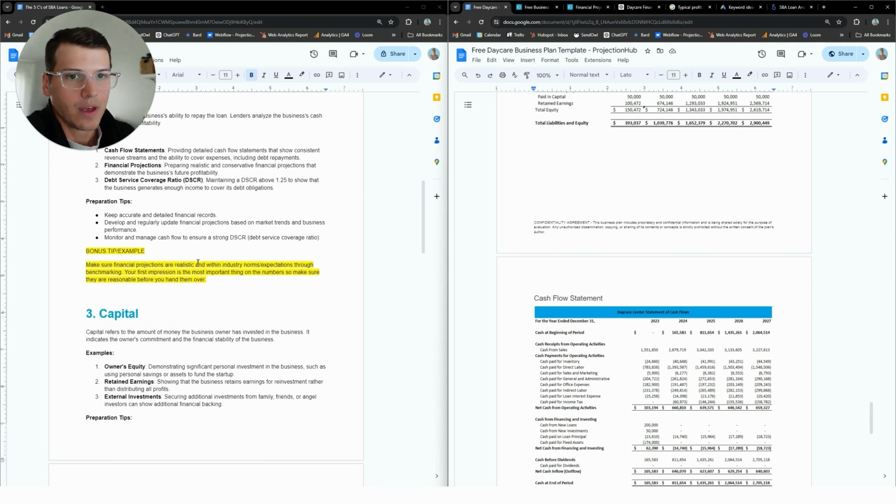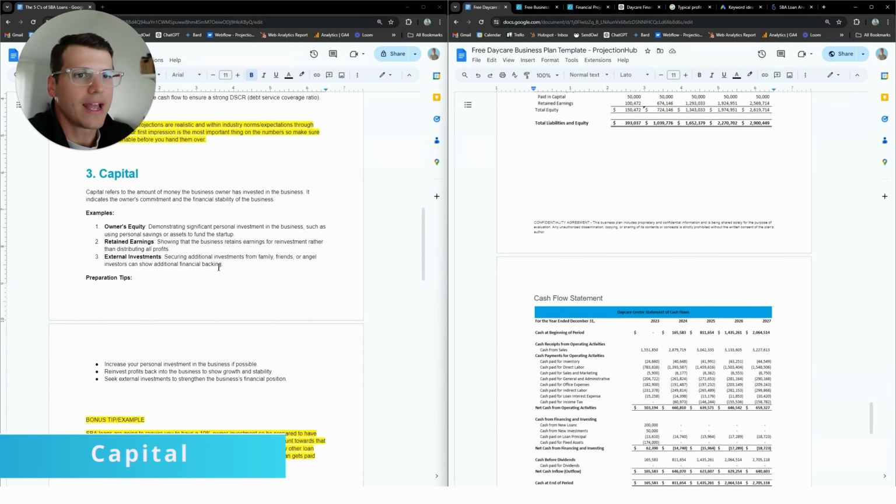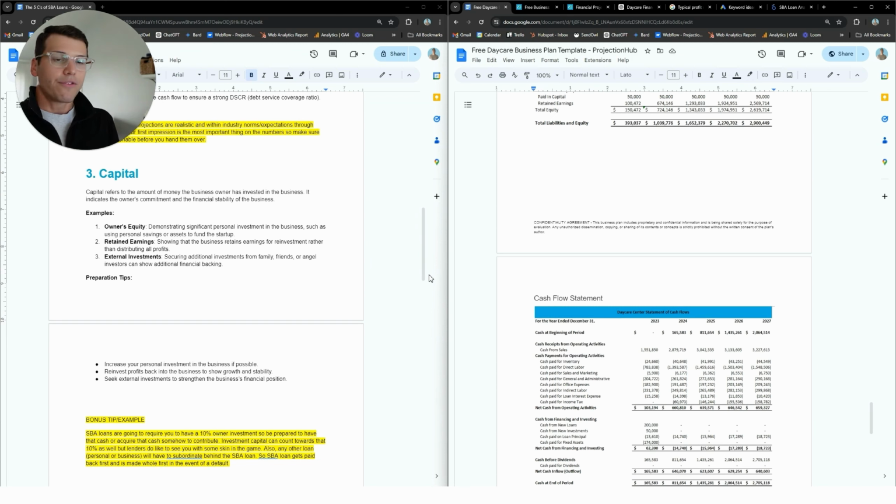All right, moving along to capital. So capital is referring to how much money you, as the owner, have in the business. What's your skin in the game? What are you putting into the pot here? This indicates the owner's commitment and the financial stability of the business.